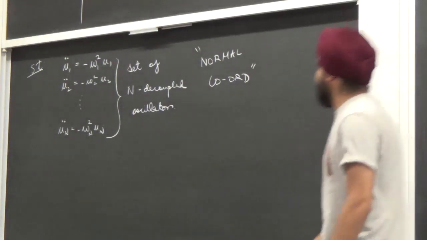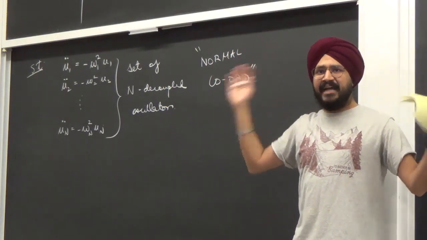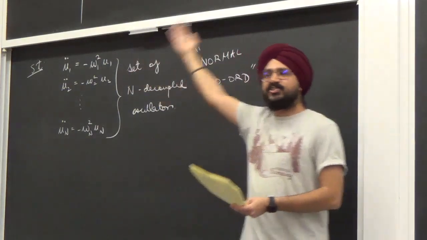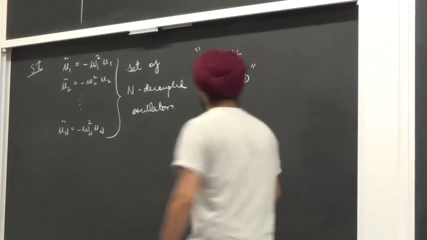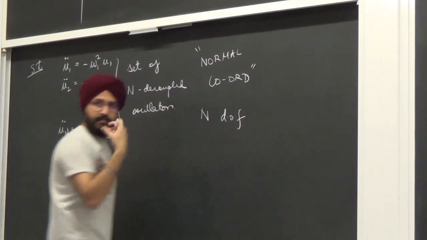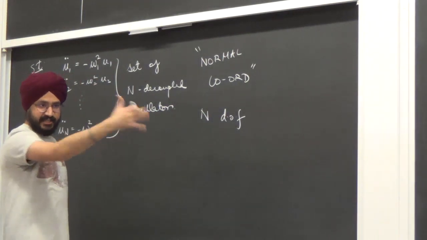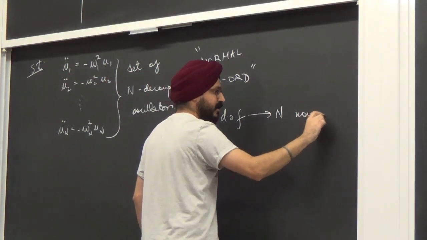Now you might ask how many normal coordinates are there? It's a matter of understanding that if I have n variables, and I change the variables, the number stays the same. So if I have n degrees of freedom, by that I mean n particles, n oscillators, n masses on springs, n charges in a circuit, it leads to n normal coordinates. N in number.